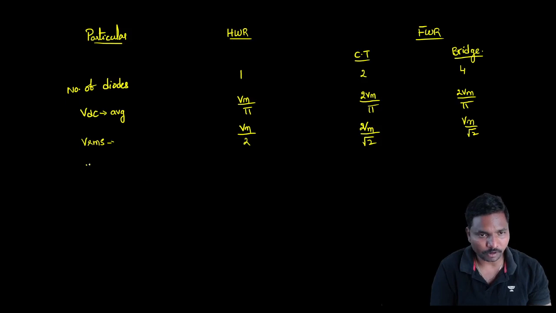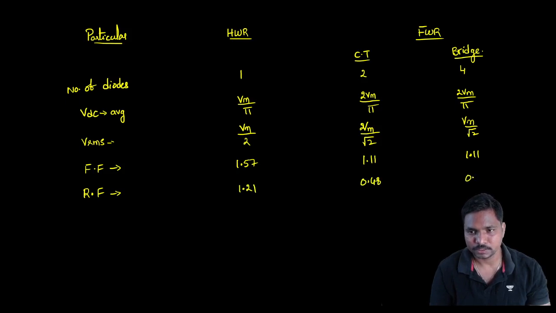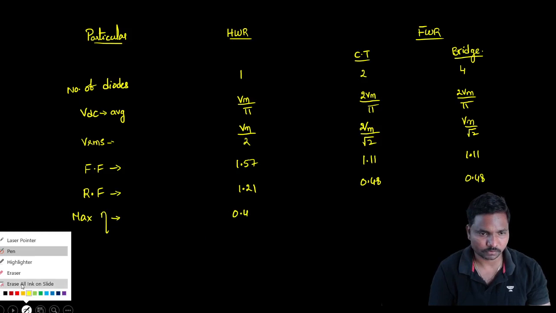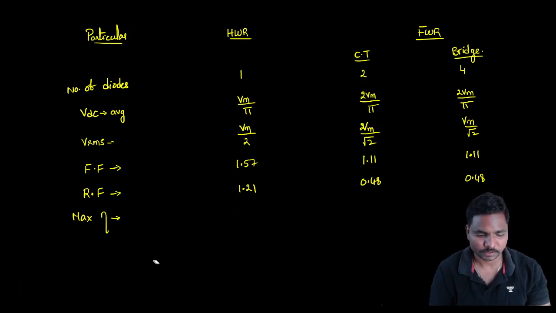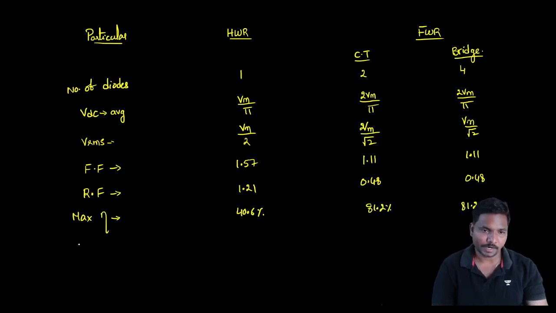Now coming to form factor: for half wave 1.57, for full wave 1.11. Ripple factor, as we just discussed: 1.21 for half wave and 0.48 for full wave. Now maximum efficiency: 40.6% for half wave and 81.2% for full wave.